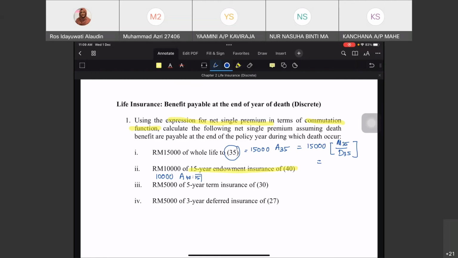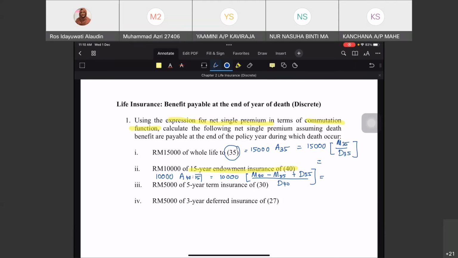So endowment. How to find the endowment? 10,000 times M40 minus M55 plus D55 over D40. So you refer to the table, what is the value for M40, what is the value for M55, and what is the value for D55 and D40, and then you substitute the values and you can get the answer.